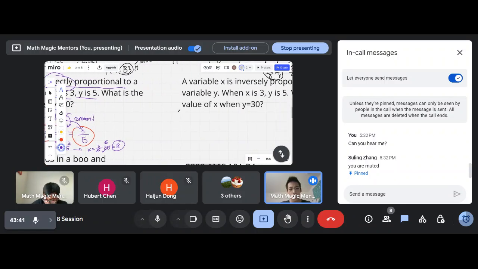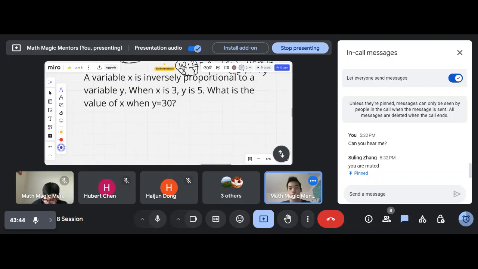Now let's try this example on your own. It's a similar idea. I just changed the wording a little bit, as you'll see. So a variable x is inversely proportional to a variable y. When x is 3, y is 5. Again, what is the value of x when y is 30? So take a minute and think about that. And actually, I'll give you a leading question. What equation do we want to typically write first as just a motivating step? Any ideas?